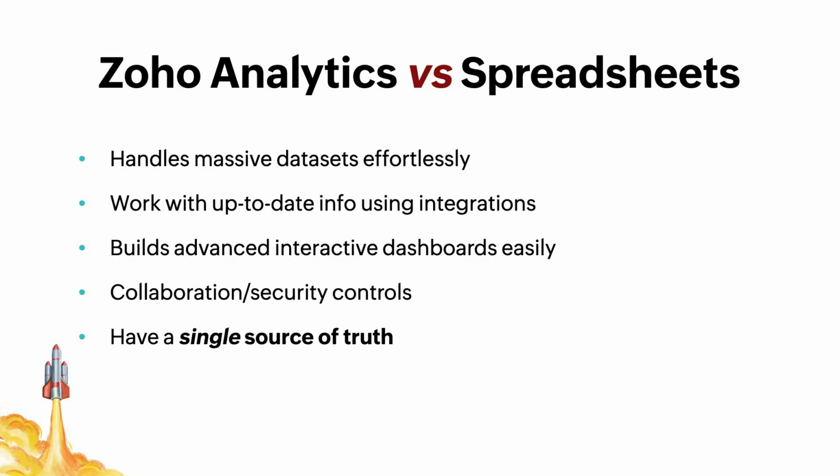And of course, some collaboration security controls, just like our other Zoho apps. You can decide who gets to view what dashboards. Our marketing team needs to see our marketing dashboards, our accounting team, our accounting dashboards, all that good stuff. And then having a single source of truth.